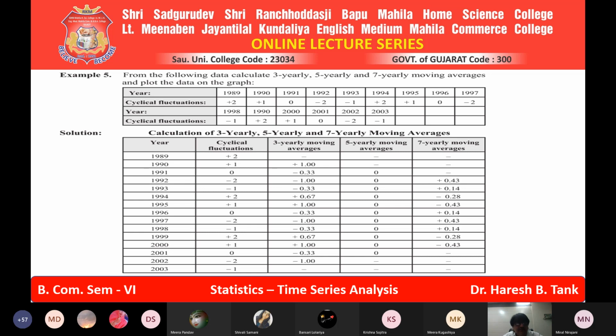Here you have to make a bunch of the first three cyclical fluctuations, which are +2, +1 and 0. +2, +1, +0 becomes 3. Since it is a 3-yearly moving average, you should divide it by 3. Once you divide it by 3, it comes to 1. That 1 is to be written against 1990, which is directly a 3-year moving average.